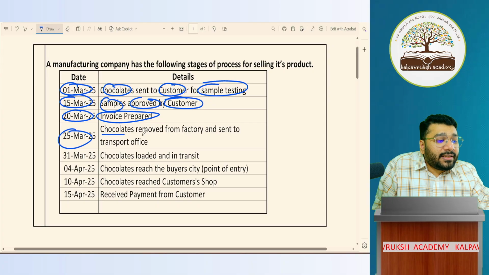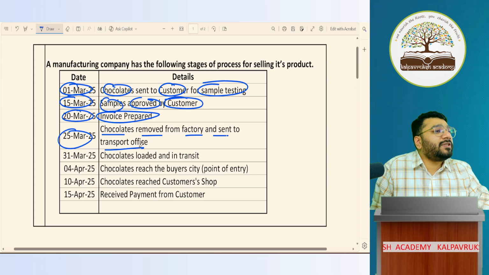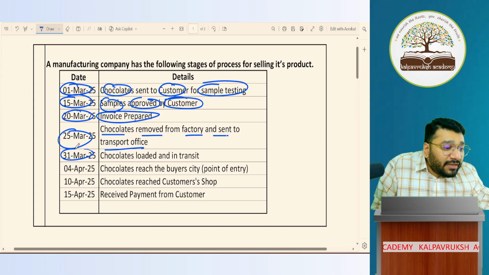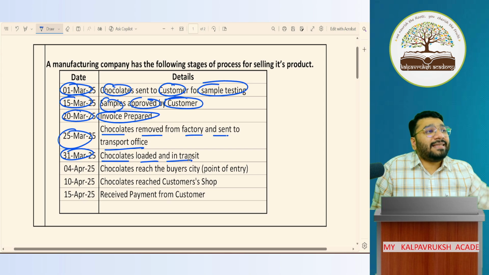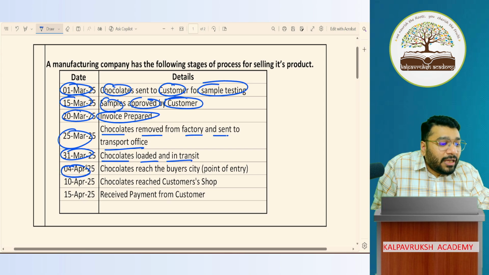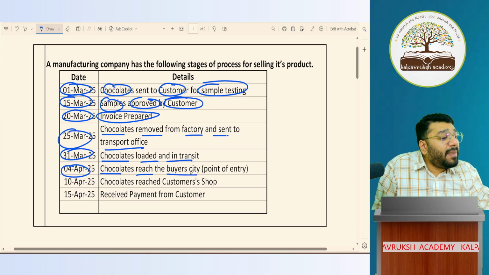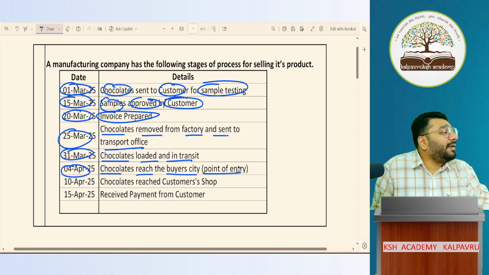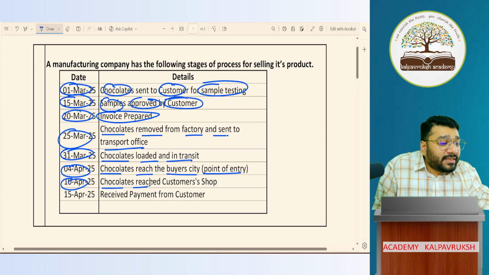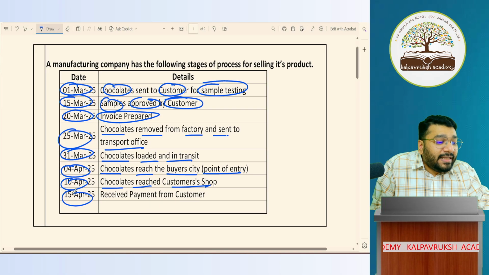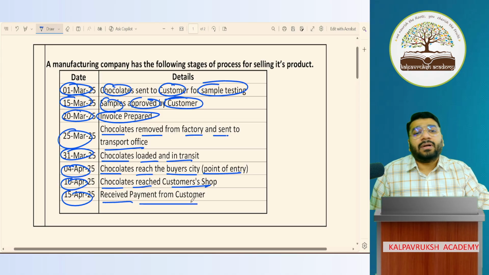25th March, the chocolate is removed from the factory and sent to the transport office for the transportation purpose. 31st March, chocolate is loaded and it is in transit. 4th April, chocolate has reached the buyer's city, point of entry. 10th April, chocolate reached the customer's shop. And 15th April 25, receive payment from customer.